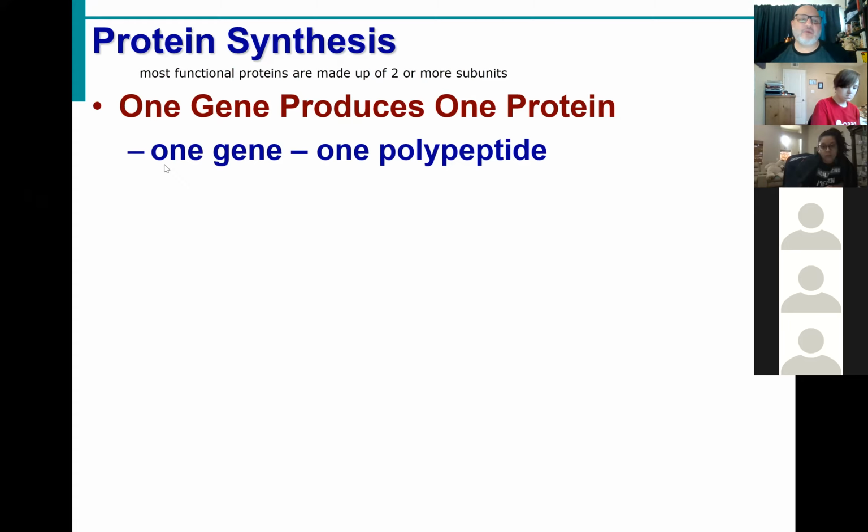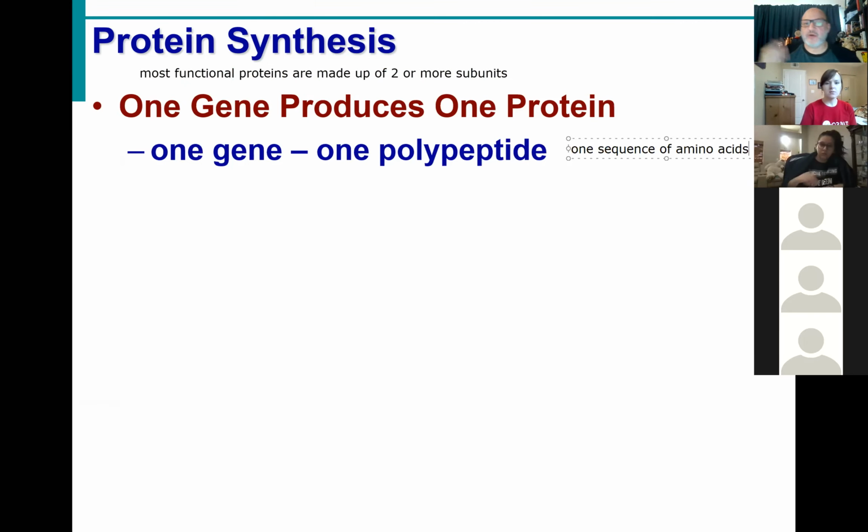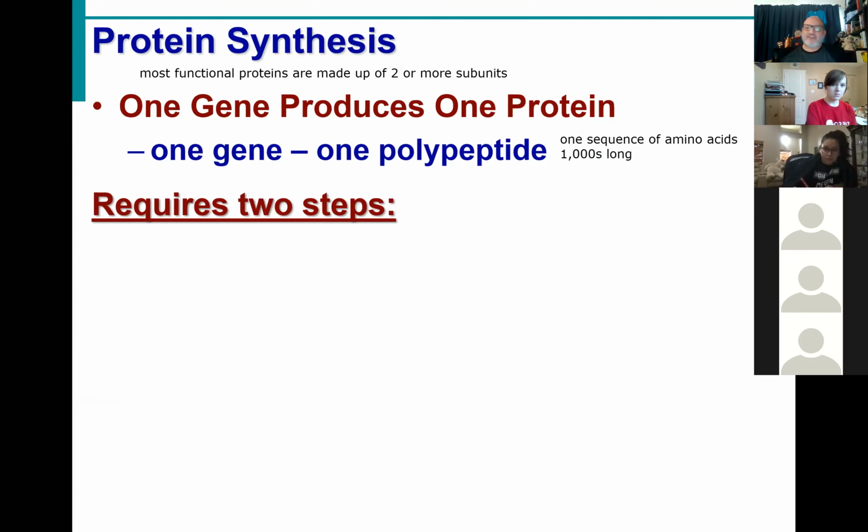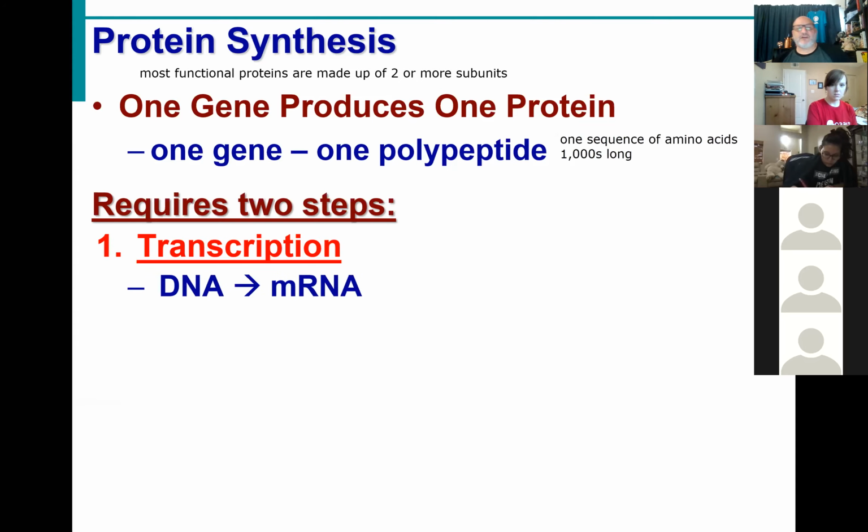But that's really the key. One gene, one sequence of our genetic information. That gene gives us the information for making one sequence of amino acids. Now, again, a polypeptide, we're talking about a sequence of amino acids that are thousands of amino acids long. So, I mean, these are big, long strings of amino acids. But that's what a polypeptide is. And as I already hinted at, there are 2 steps involved in this process.